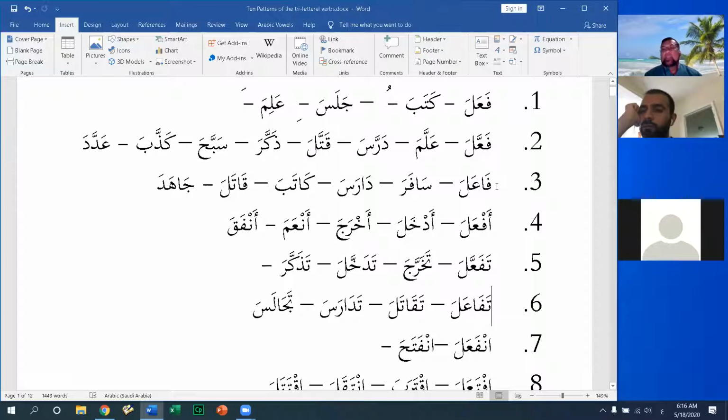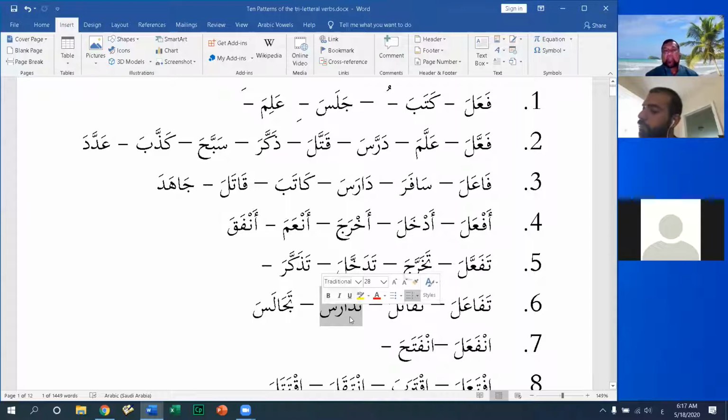Here, it's two people doing the action in fa'ala. In the pattern of tafa'ala, it's a group of people doing the action. So whereas, for example, qatala means two people fought, taqatala would mean a group of people fought. Tadarasa, a group of people studied together.